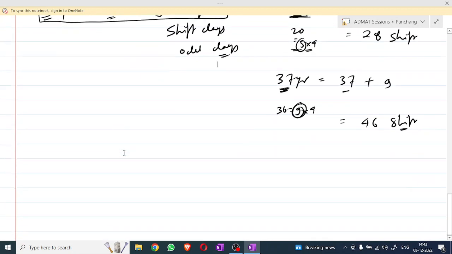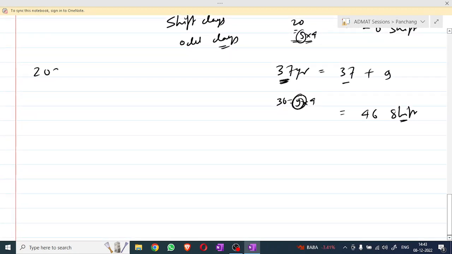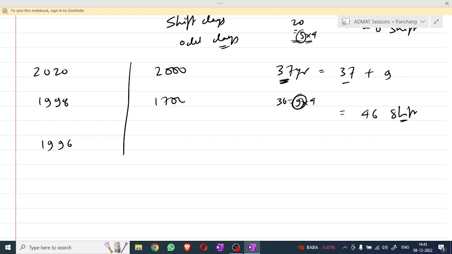Let me raise the bar a little bit now. If you notice here, 2020, 1998, and 1996. If I say year 2000, year 1700, and year 2100, these are called century years. For a century year to be leap, the divisibility rule is 400. Is it divisible by 400? No, it is not leap. Is this divisible by 400? No, it is not leap. Is this divisible by 400? Yes, this is a leap year.